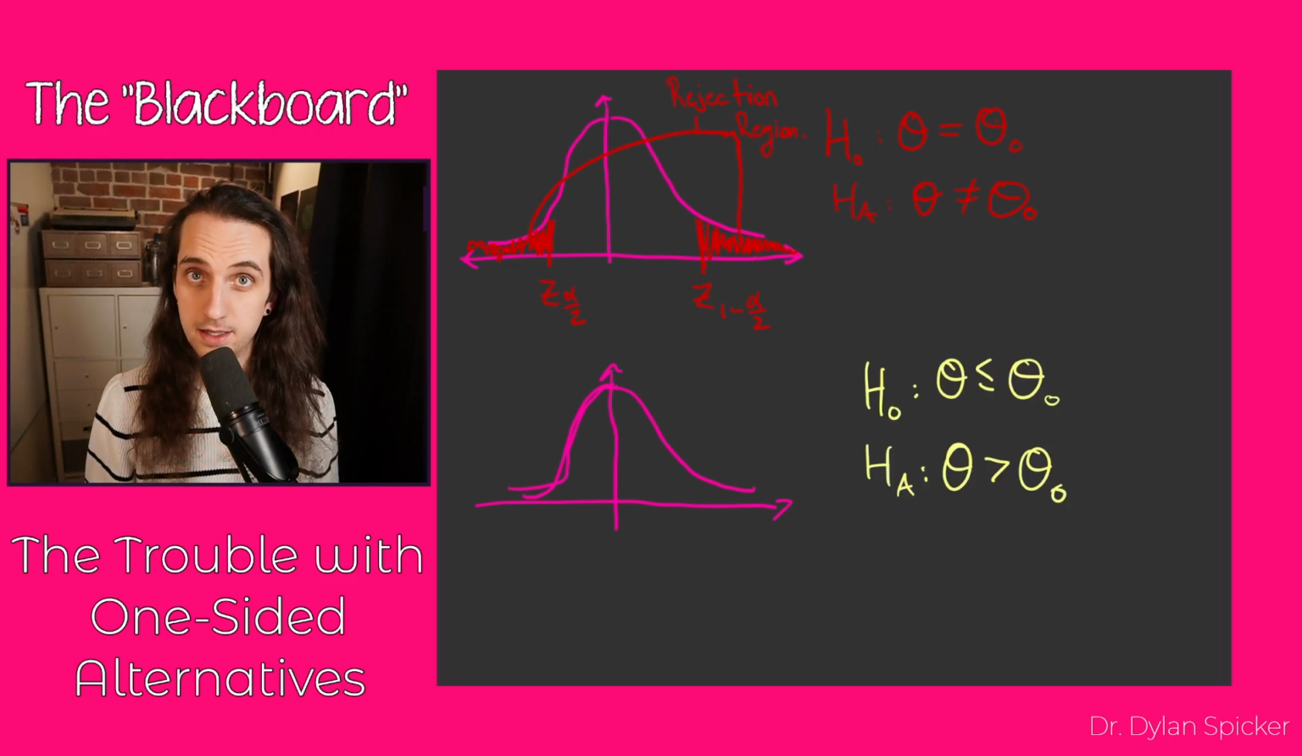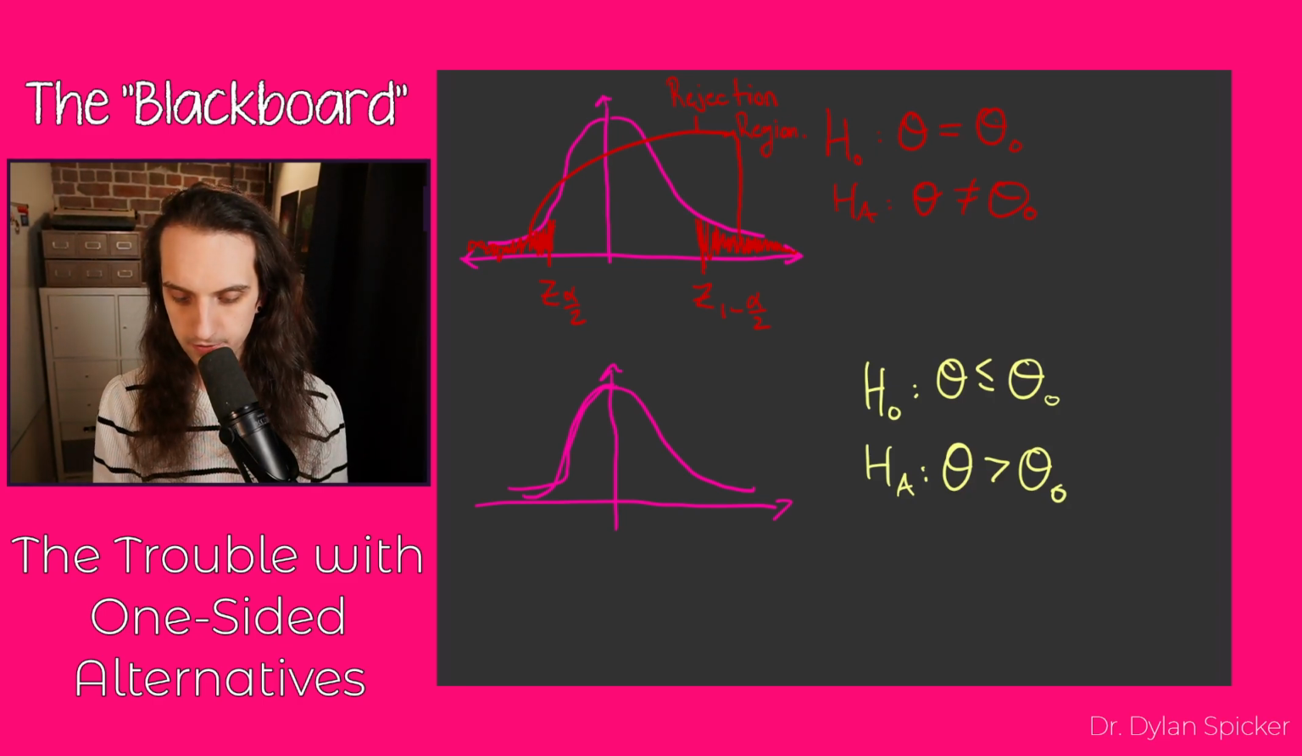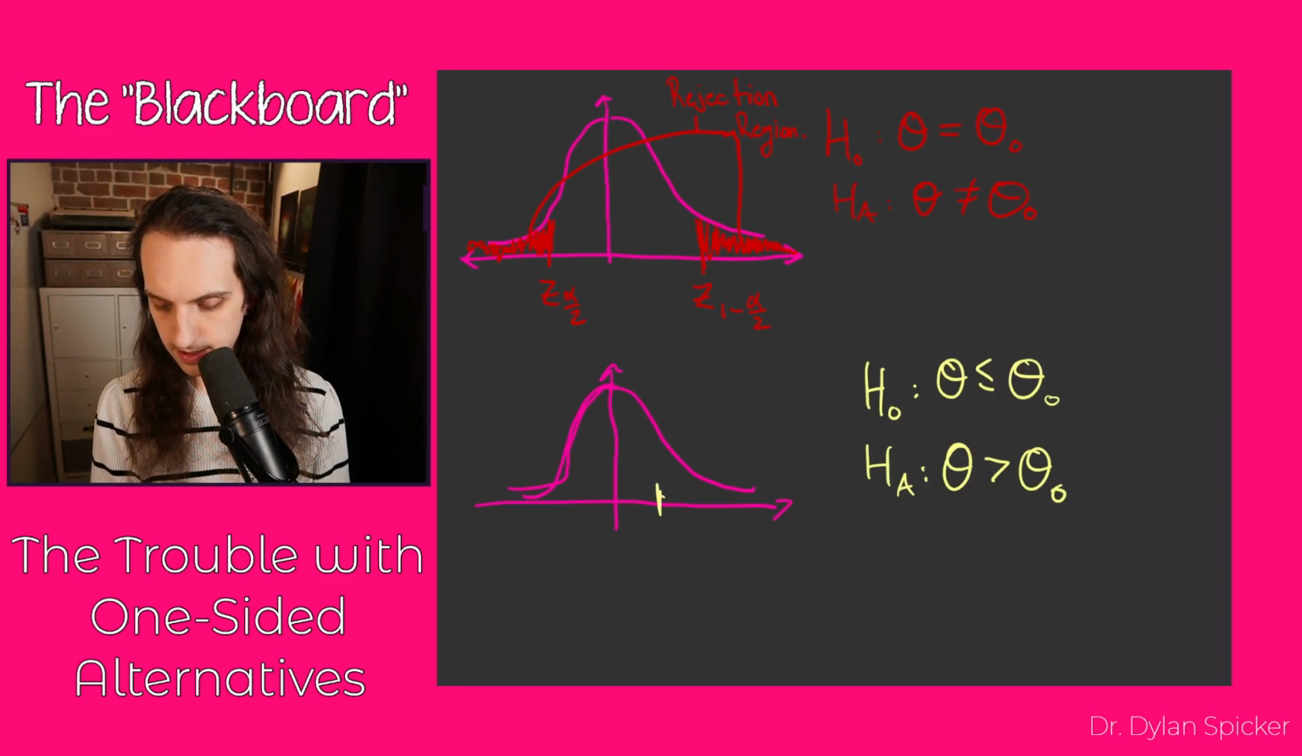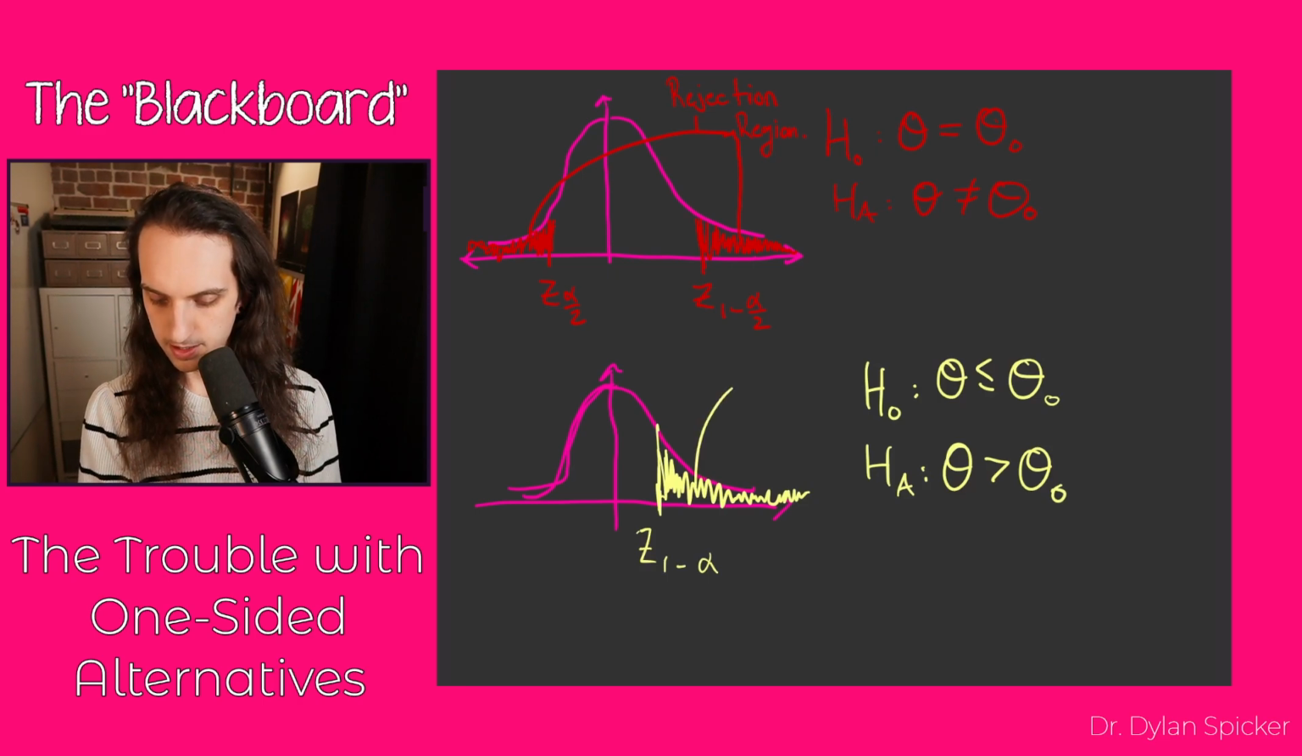In this setting, we're only going to have a single critical value, and specifically, we're going to be looking at a critical value that comes in at z 1 minus alpha. And then what we say is, if you observe anything that is larger here, this is going to be your rejection region.